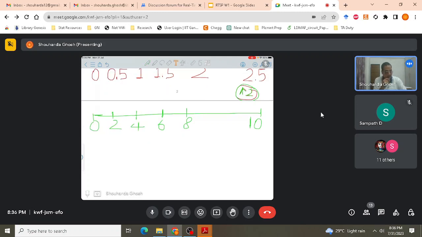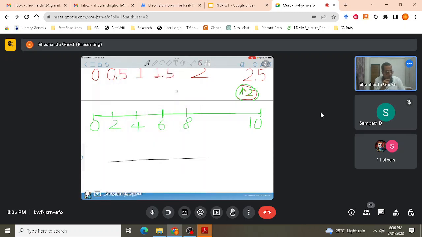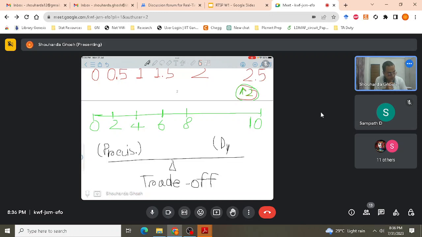Yes, absolutely. So there is some kind of a trade-off. Okay, whenever I talk about trade-offs, I will use this seesaw structure. Trade-offs are very important things in an engineer's life. You have to trade off one thing for the other, because there is nothing called a free lunch. So you have precision, let's keep it precision, and yes, dynamic range. Okay, so there's a clear-cut trade-off between your precision as well as your dynamic range.